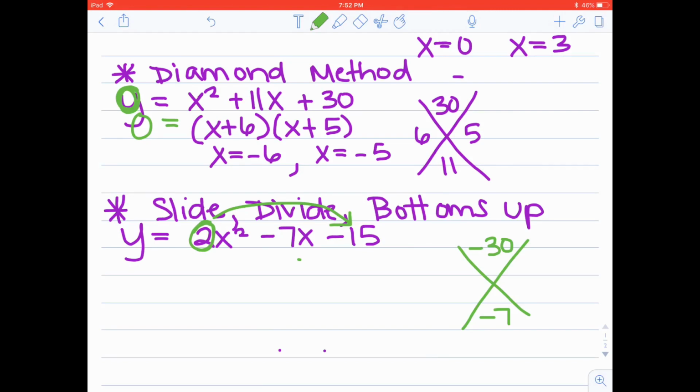So the two numbers that multiply to -30 but add to -7 would be -10 and 3. That took me a second. Oh gosh. -10 and 3. Okay, so I'm going to go ahead and write that in my factored form. I have x minus 10 and x plus 3. And so I did the slide part. Now I have to do the divide part.